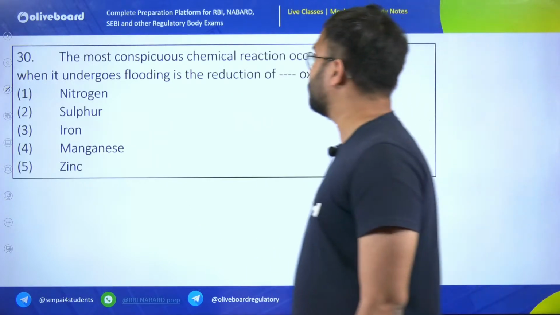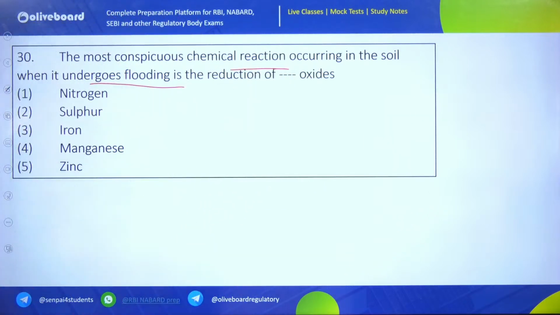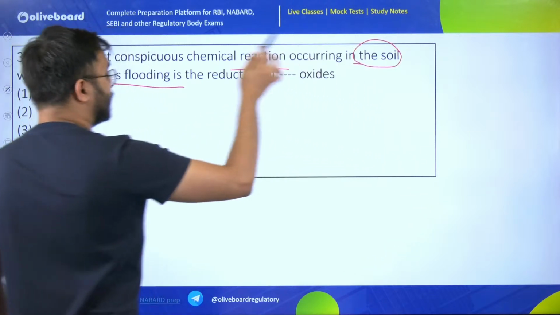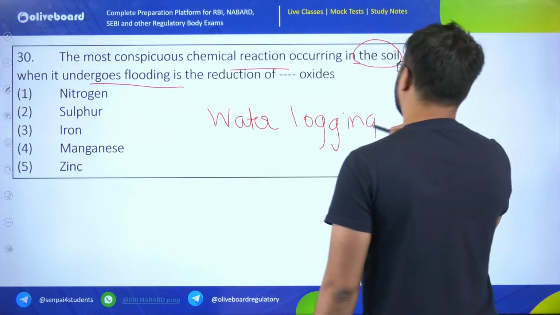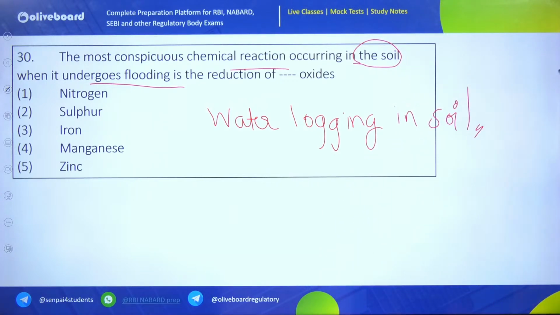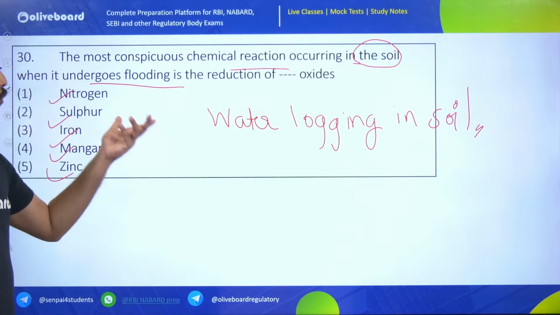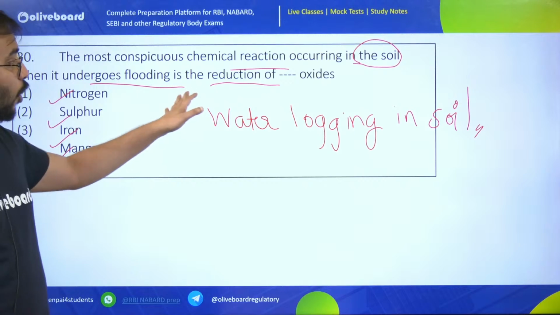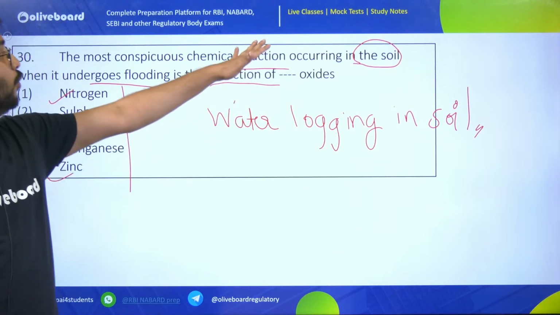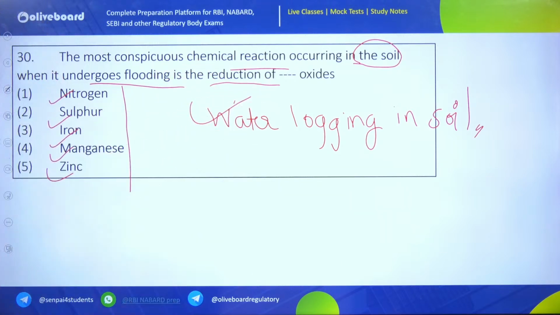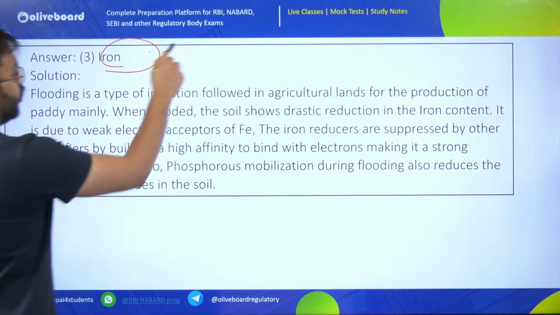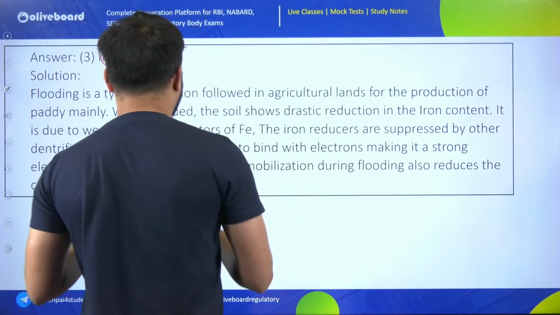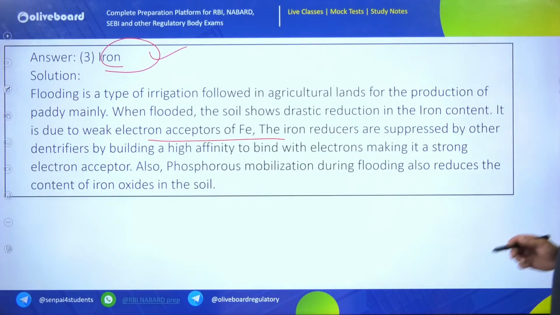Next. The most conspicuous chemical reaction occurring when the soil undergoes flooding is the reduction of dash oxides in soil. This is also when waterlogging condition is there. Nitrogen, sulfur, iron, manganese and zinc. So reduction of which oxides happens when readily oxygen is reduced? Oxides of these metals are reduced when a chemical reaction occurs in a soil, especially in waterlogging condition. What is the answer here? Generally when flooding or waterlogging happens, iron oxides are reduced. So redox reaction of iron oxides happens. This also happens because the iron electron acceptors are responsible for this redox reaction.